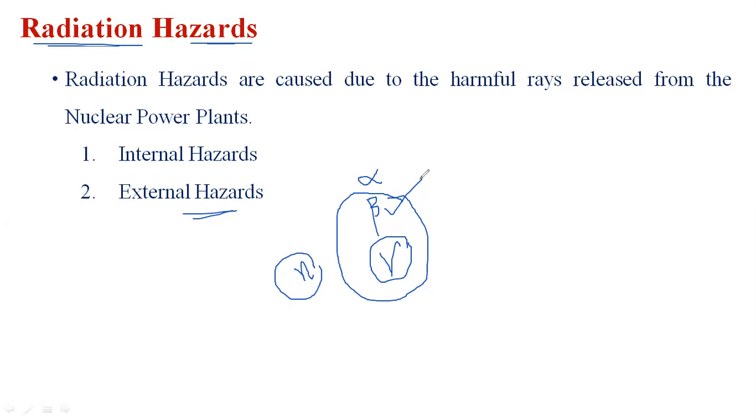Generally, in the nuclear power plant, due to the fission process, the nuclear reactor releases three radiations: alpha rays, beta rays, and gamma rays. Among these, the effect of alpha rays is less. That is the internal hazard inside the nuclear reactor. But the gamma and beta rays affect human beings, causing cancer, skin effects, and so on.